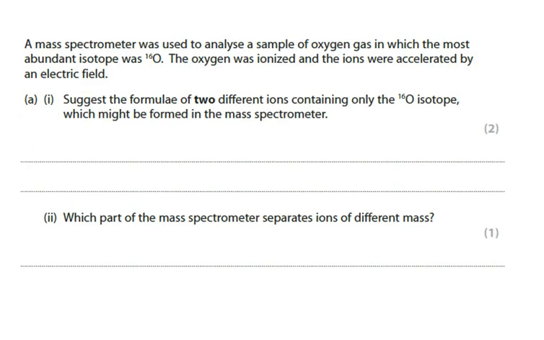A mass spectrometer was used to analyze a sample of oxygen gas in which the most abundant isotope was O16. The oxygen was ionized and the ions were accelerated by an electric field. Suggest the formula of two different ions containing only the O16 isotope. Now he's talking about oxygen. Oxygen is O2. And he's saying both of them are mass number 16, not any other isotope. So if I pass it through the mass spectrometer, what kind of fragments can I have?